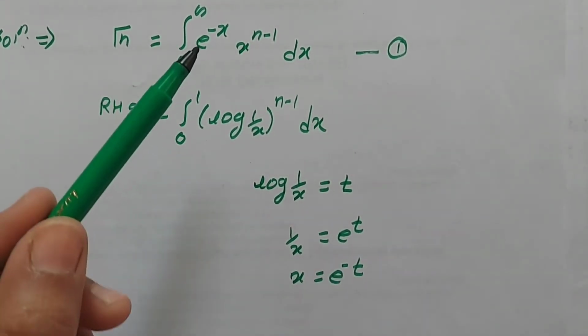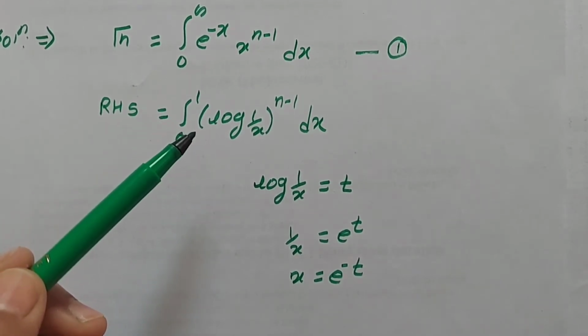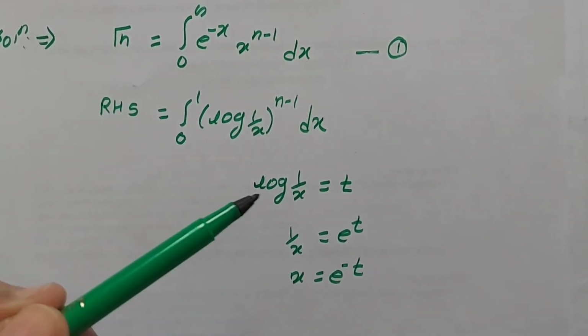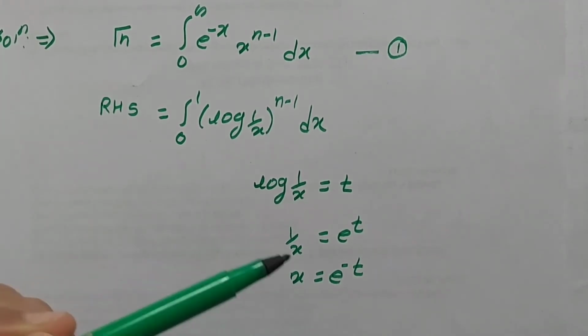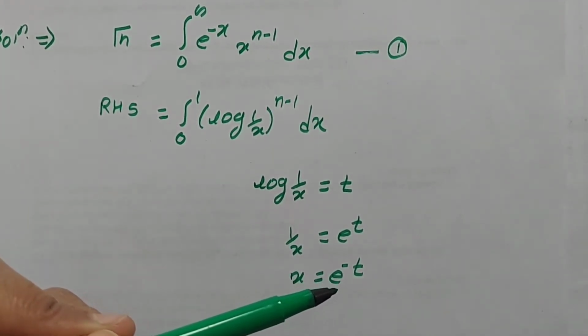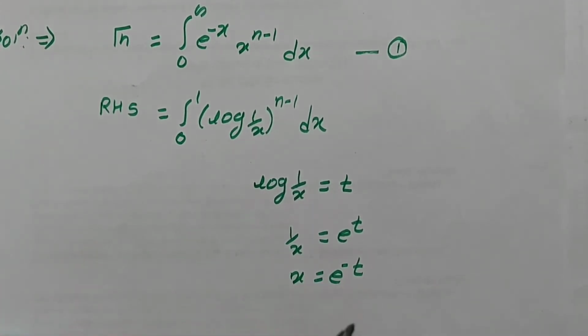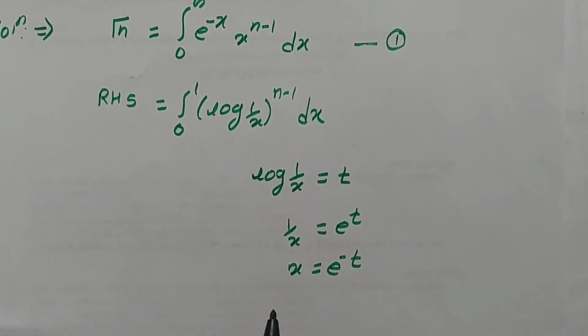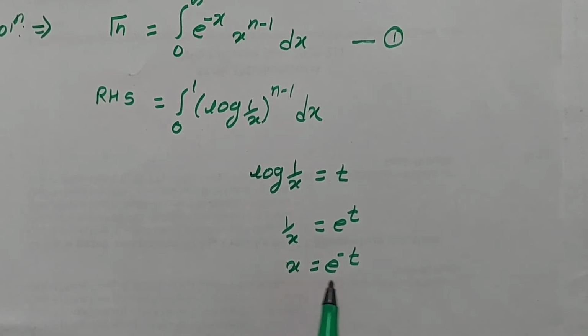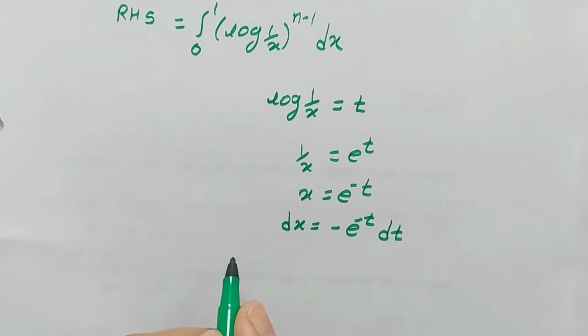That means we are taking log of 1 by x equals t so that we get x equals e raised to the power minus t. We are converting this variable x into t, so we have to change the corresponding limits and also the integration with respect to t. So if we differentiate this term, then we get dx equals minus e raised to the power minus t dt.